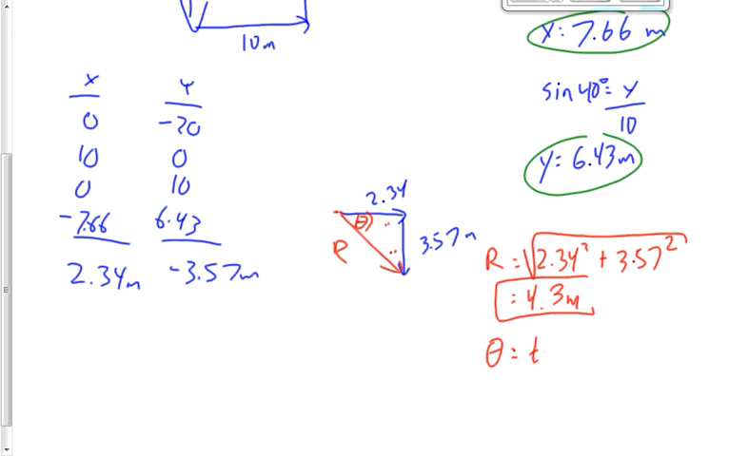It's the inverse tan of opposite over adjacent. The opposite is 3.57, and the adjacent is 2.34. Calculate that angle. And Aiden, do you have that one? 57 degrees to 2 digits. Good. And something of something.